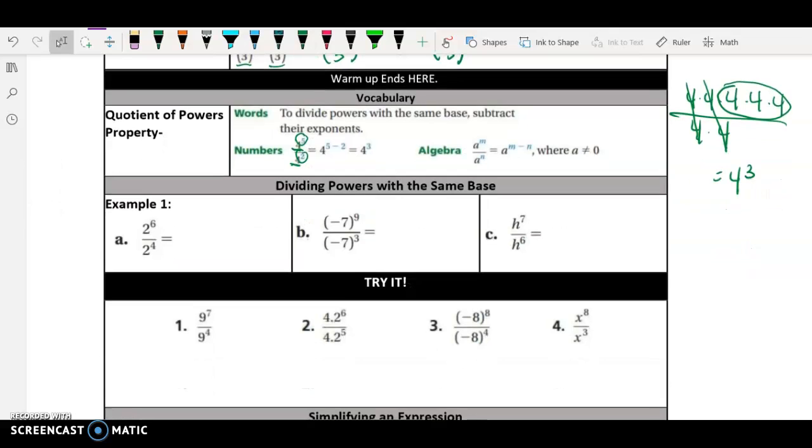Down here we have both a base of 2, and so we have 2 to the 6 minus 4, and so we get 2 squared, because 6 minus 4 is 2. We have the same base again, and so we keep our negative 7. It has to stay in parentheses because it was already in parentheses, and then we do 9 minus 3, which is 6, so we have negative 7 to the 6th power.